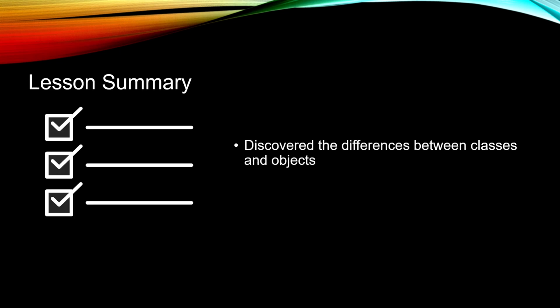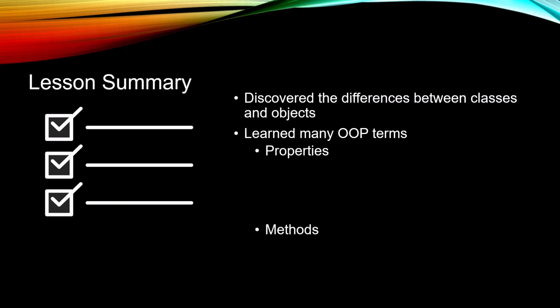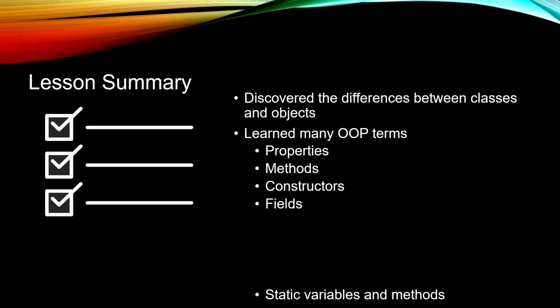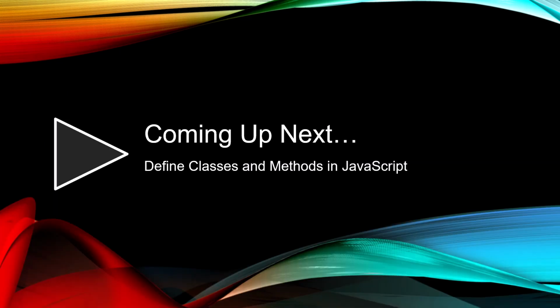So in this lesson, we discovered the differences between classes and objects. We learned a lot of different object-oriented programming terms such as properties, methods, constructors, fields, static variables, and methods. We're going to see examples of all of these coming up in this course. Coming up, define classes and methods in JavaScript.